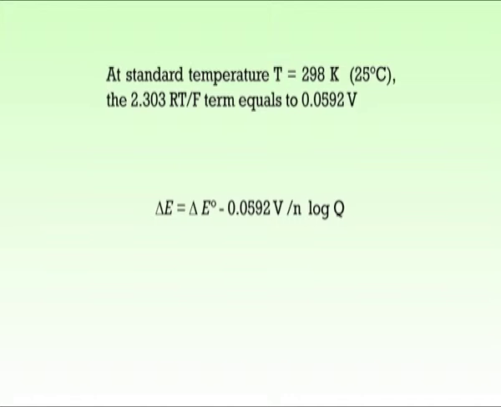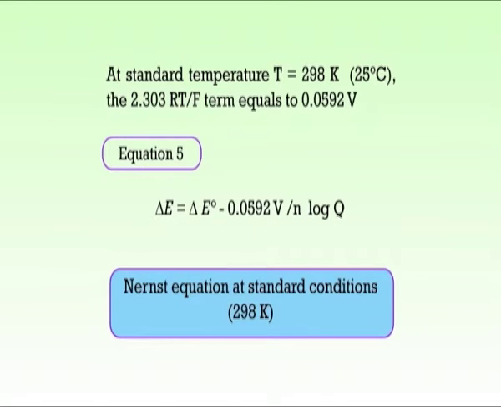And this equation, the generalized Nernst equation, turns into ΔE equals ΔE naught minus 0.0592 V by n log Q. Let's call this equation number 5. Now this is the Nernst equation at standard conditions.